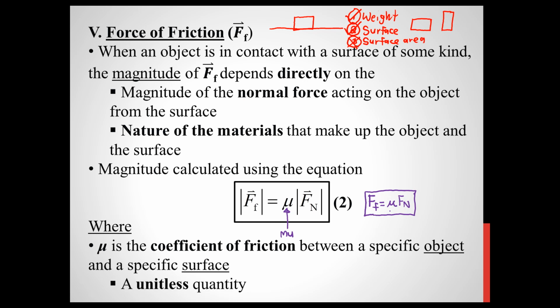If you look at the equation, there are actually no units for the coefficient of friction. We know this because the force of friction would be measured in units of newtons. The normal force is also measured in units of newtons. So if I take the normal force and multiply by the coefficient of friction, it needs to be unitless to get the newtons for the force of friction.